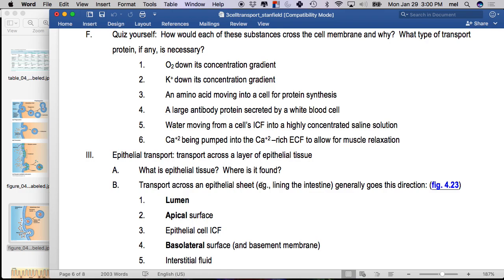Next one. An amino acid moving into a cell for protein synthesis. Go ahead. Raise your hand, Ashton. Carrier. Okay, Ashton, why couldn't you diffuse it straight through the cell membrane? It's too big. Why couldn't you use a channel? Still too big. So you're going to use a carrier. Okay, and diffusing through a carrier is called what kind of transport?